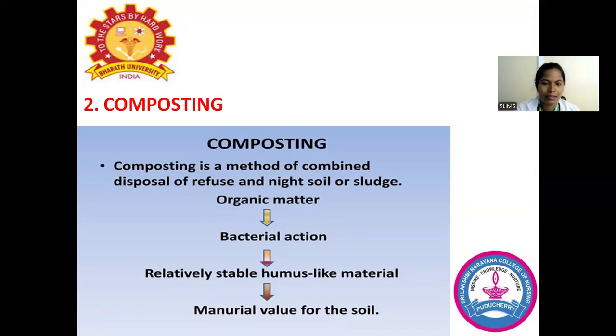Composting is a method of combined disposal of refuse and night soil or sludge. So here the organic matter will undergo bacterial action. Because of this bacterial action, that organic matter will be converted into humus. So that will serve for the plant. So this is the simple process of how the composting is taking place.